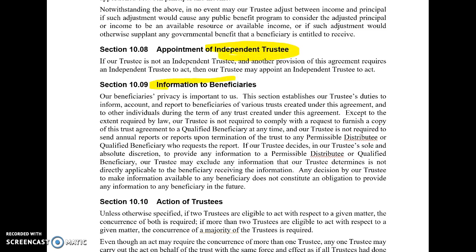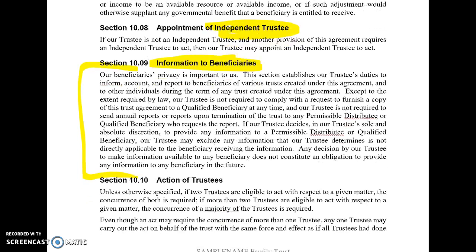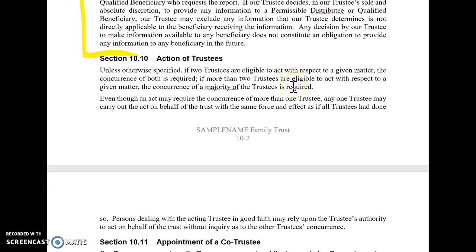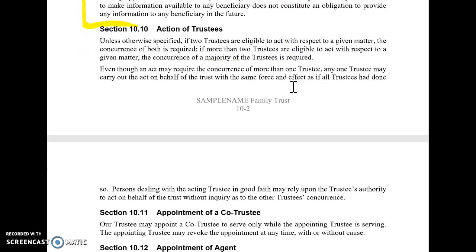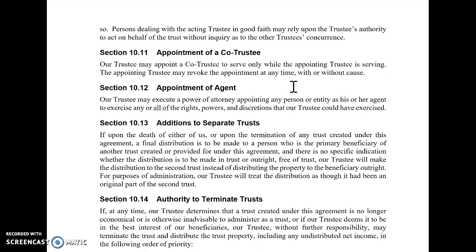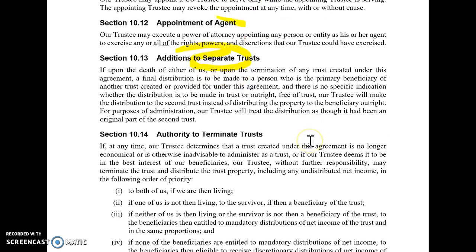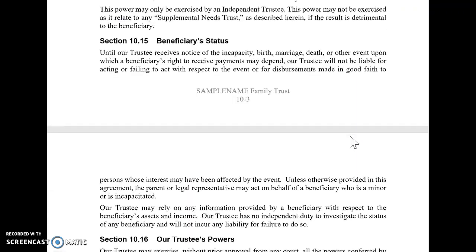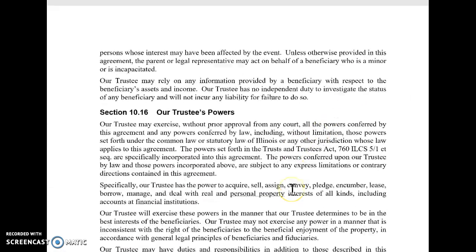This article talks about what information is available to the beneficiaries. Sometimes we want them to have full information. Other times we may not want to, and that's what that article talks about. Our trustee can basically do what they need to do to follow our wishes. That might mean appointing a co-trustee or an agent, maybe splitting things up into separate trusts or ending certain trusts or merging trusts even. The idea is they know what our wishes are here.